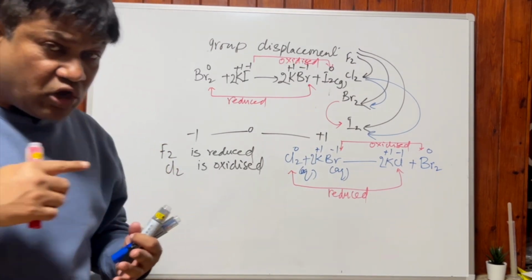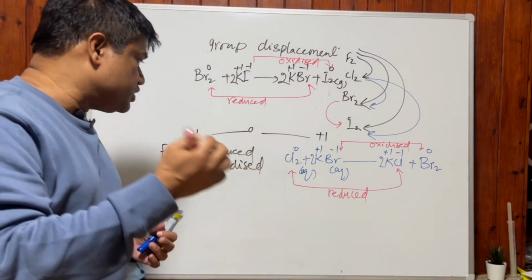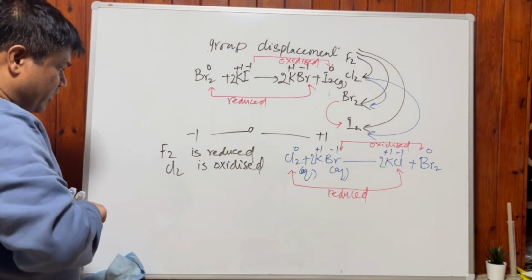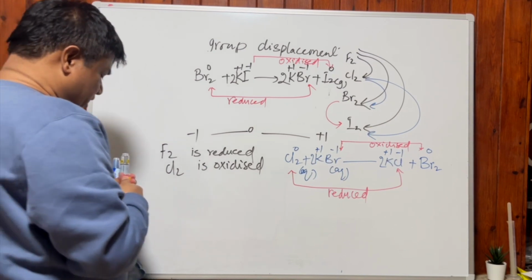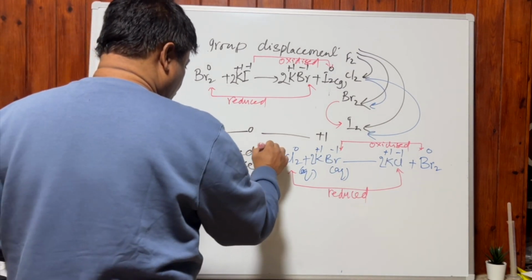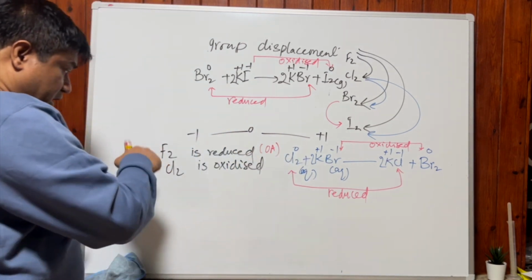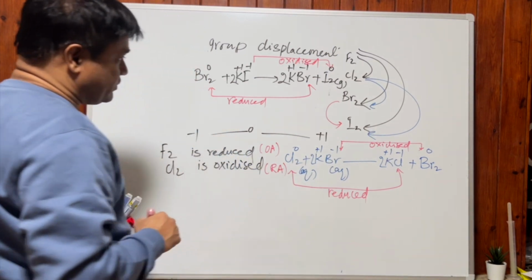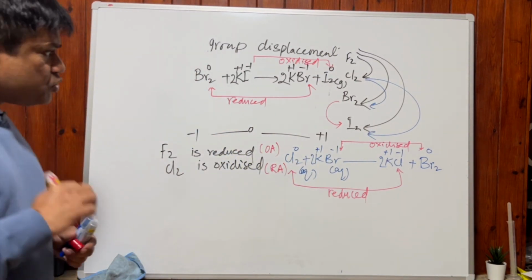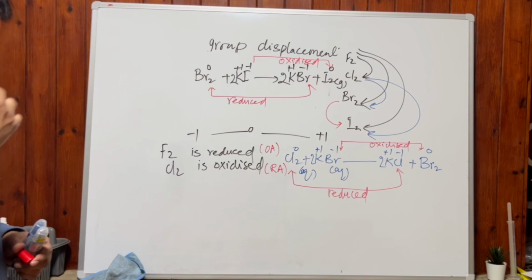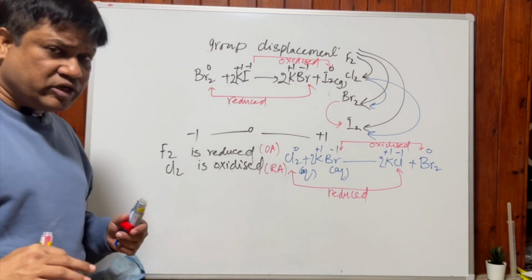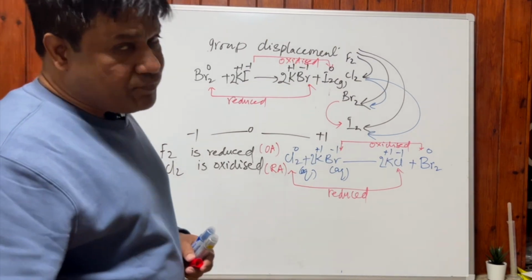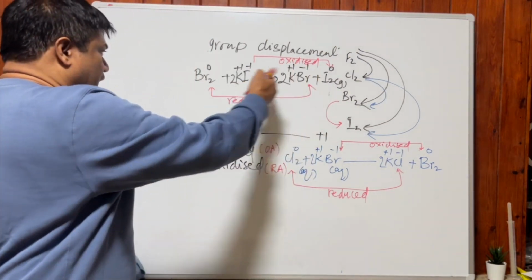The element which gets oxidized acts as a reducing agent. So if F2 gets reduced, what's the function of F2? It acts as an OA, oxidizing agent. If chlorine gets oxidized, it acts as a reducing agent, a well-known reducing agent. So without calculating, without using the formula, without writing the equation, can we quickly figure out which element gets oxidized and which gets reduced in this equation?